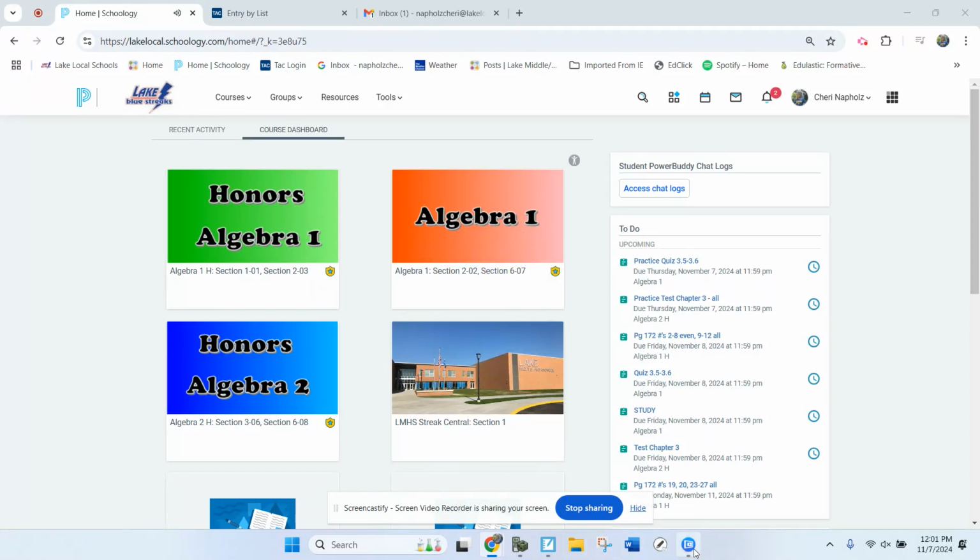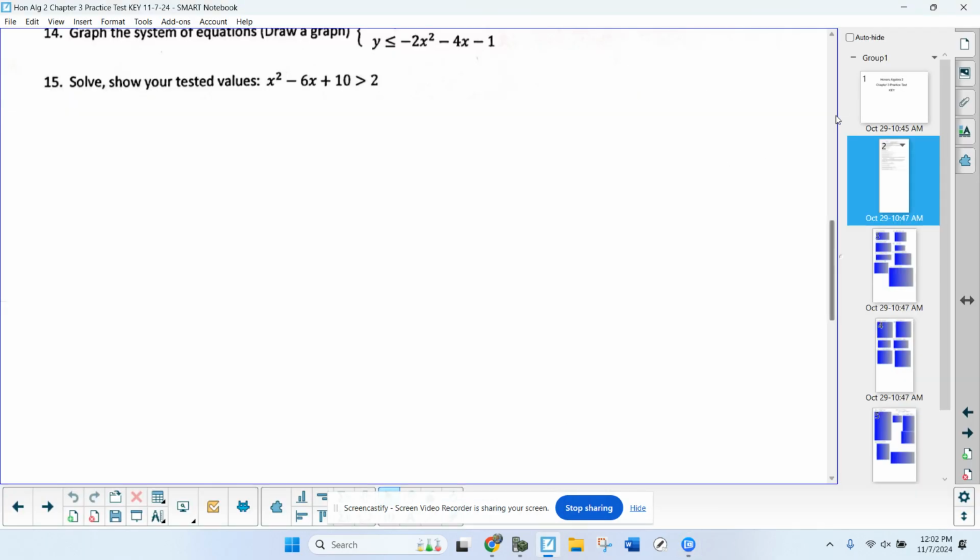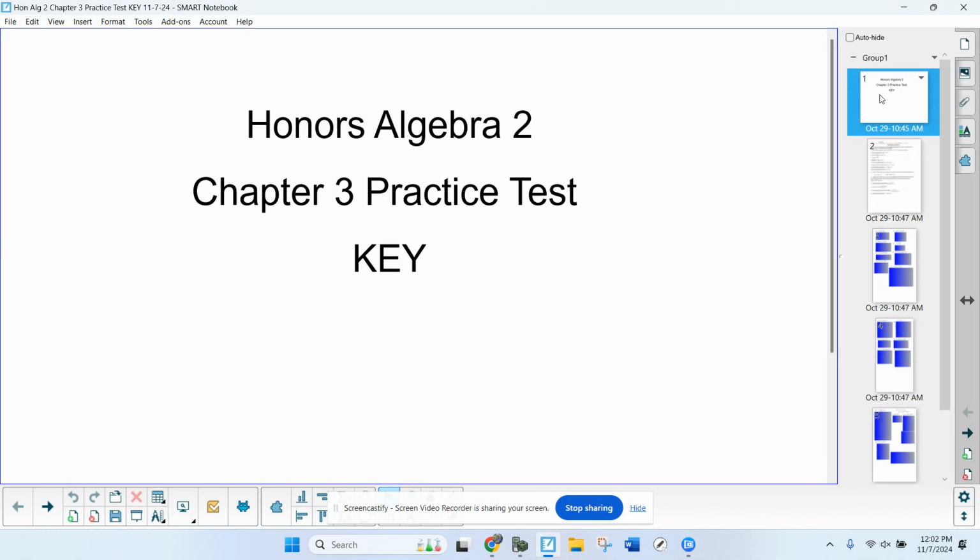All righty, so let's take a look up front and let's go over this practice test. Just so you guys know, your test is tomorrow. How close is the test to this actual practice test? Exactly the same, right? So you need to make sure you study two things tonight. I would study this practice test and I would study your quiz over the first half of the chapter. Those are the two things I would spend time studying.